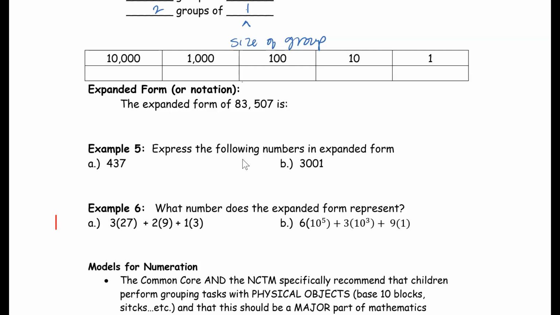So I would say in first grade, first and second grade, they start working on this quite a bit. And then as they get older, the place values get bigger. But let's talk about how to write expanded form of 83,507. So you look at each place value, and then you're going to write the group times how many you have, or how many you have times the size of the group.